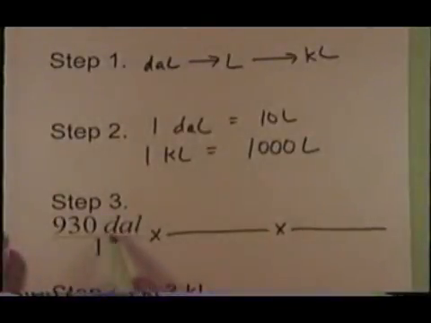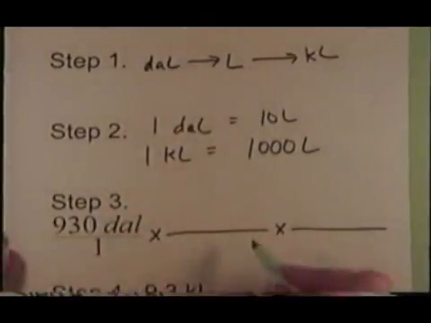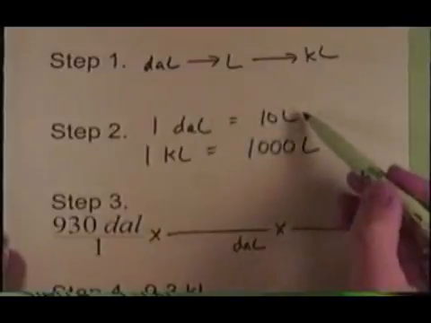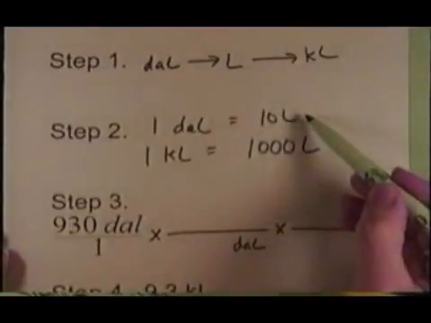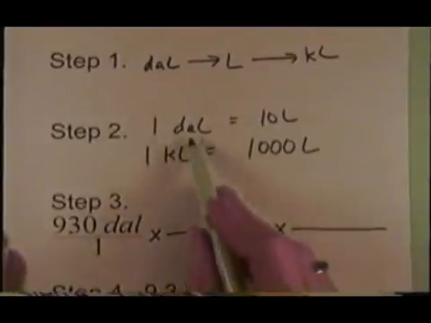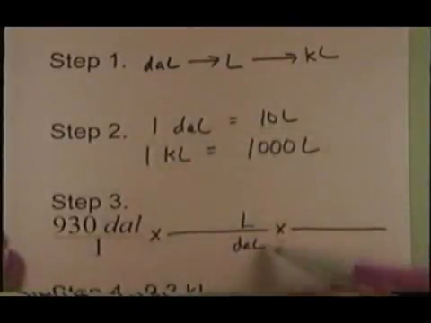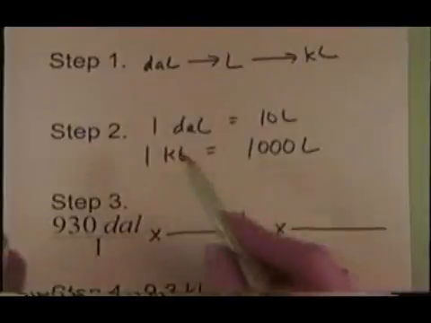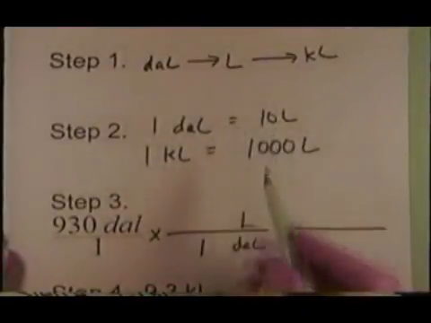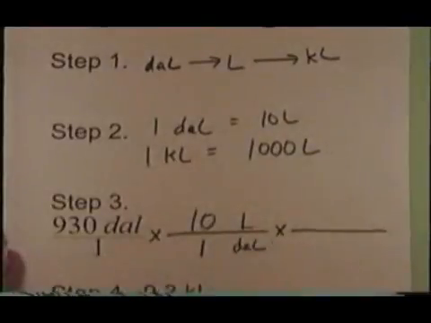If we have deciliters here, in order to get the deciliters to cancel, we have to put deciliters on the bottom of the next fraction. And since we have 1 deciliter is equal to 10 liters, we will put liters on the top, because those two are equivalent, and therefore this fraction is equivalent to 1. It's 1 deciliter, so 1 goes on the bottom. It's 10 liters, 10 goes on the top. And the deciliters will cancel out.